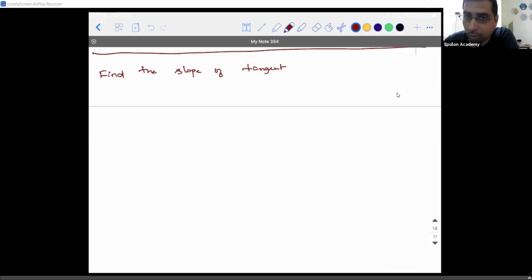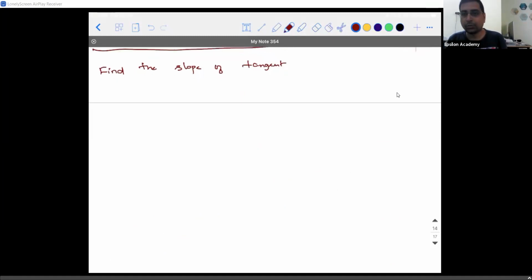Find the slope of tangent to the curve f of x is equal to x square plus 2x plus 5 at x is equal to 2. Write down: find the slope of the tangent to the curve f of x is equal to x square plus 2x plus 5 at x is equal to 2.